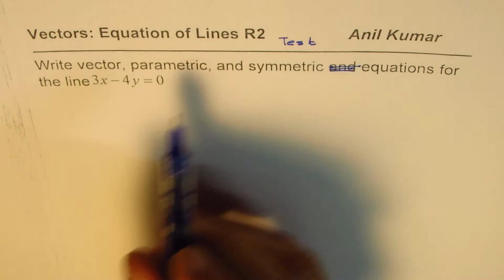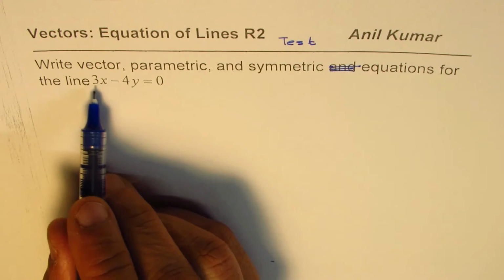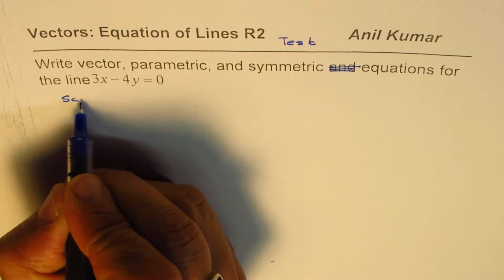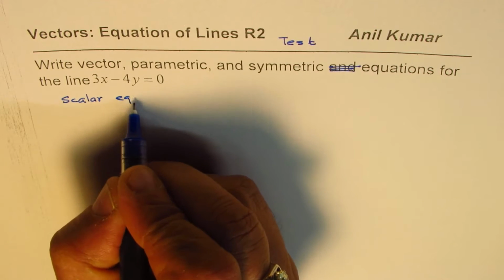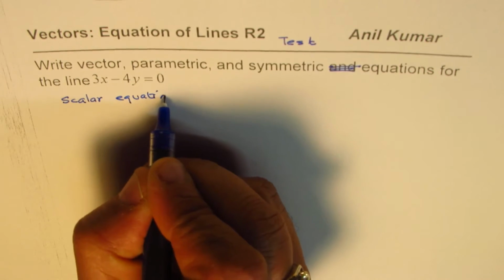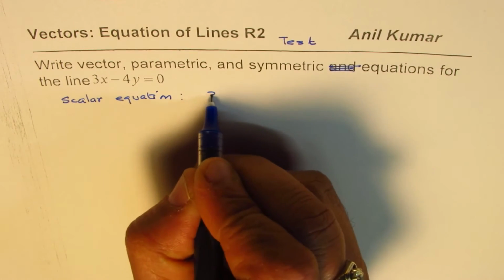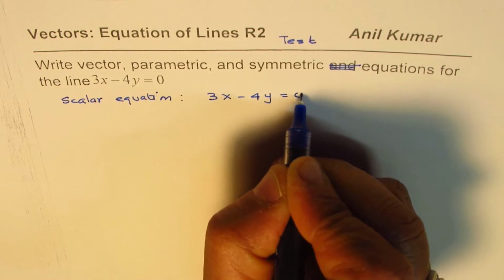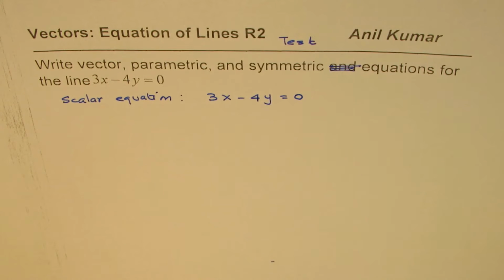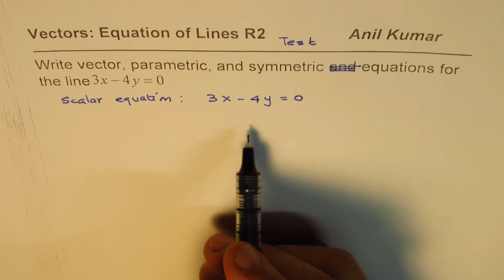Now we are working in R2. We are given the scalar equation, which is 3x minus 4y equals 0, right? You need to write this in different forms. Well, you have learned many methods by now to write this equation.